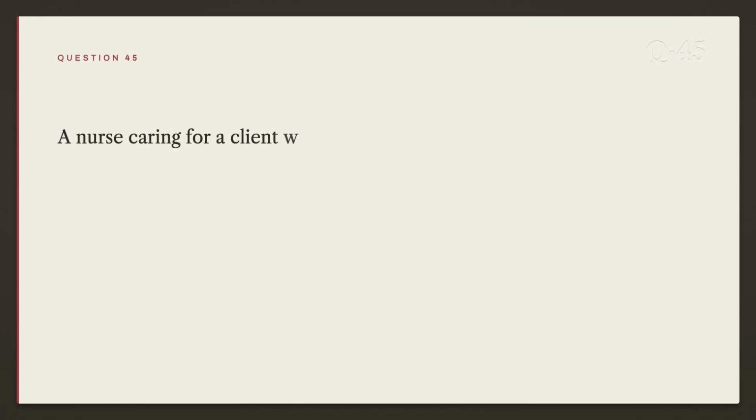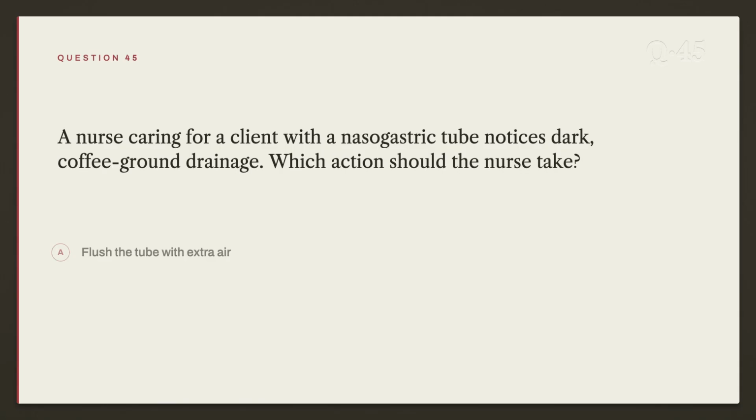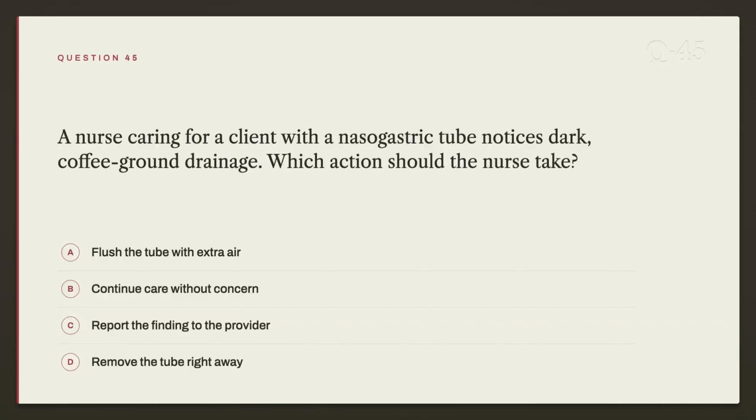Question 45. A nurse caring for a client with a nasogastric tube notices dark coffee ground drainage. Which action should the nurse take? Your options are A. Flush the tube with extra air. B. Continue care without concern. C. Report the finding to the provider. D. Remove the tube right away. Pick one. Trust your gut. Here's your chance to test yourself.